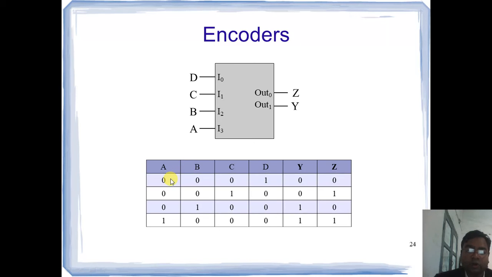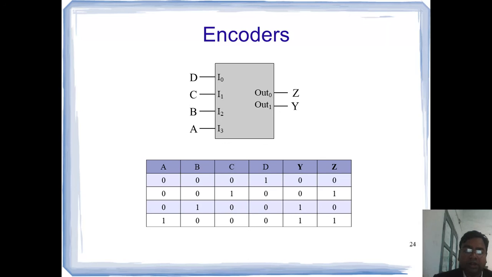Just the reverse of the decoder, you can observe 4 inputs are there. If only I0 is active, then correspondingly we have output 0 0. If I1 is active, then 0 1 will be at the output side. If I2 is 1, then 1 0 is there, and if I3 is active, then we have 1 1. So we are converting decimal to binary value. So this is just the reverse of the decoder.